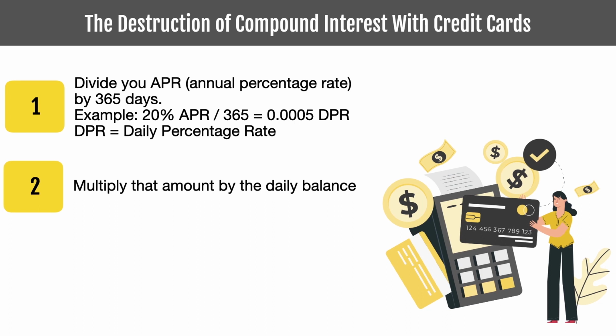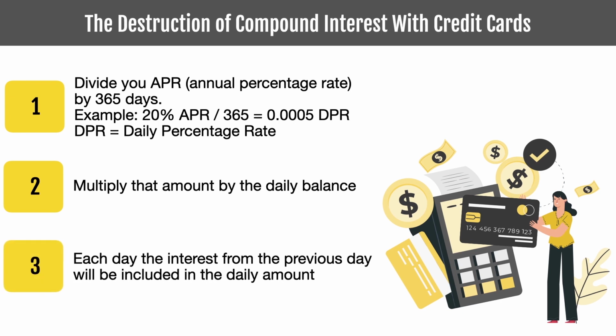Basically, the amount that can be charged interest, they charge that daily percentage rate against the daily balance. And then each day the interest from the previous day will be included in the daily amount, just like from the previous example where the interest accumulated from the previous year was calculated into that amount. So this is going to be on a daily basis. This interest is going to be compounding against you.